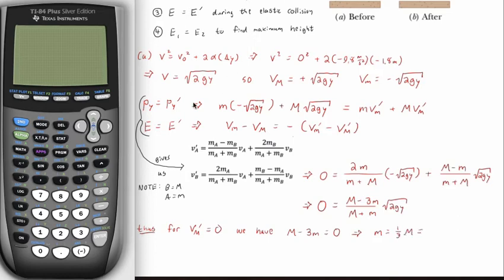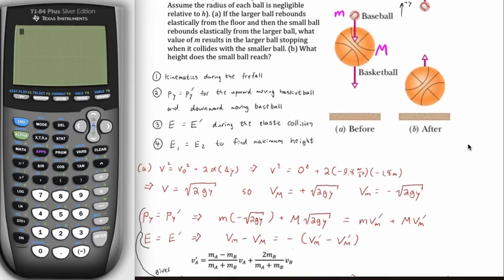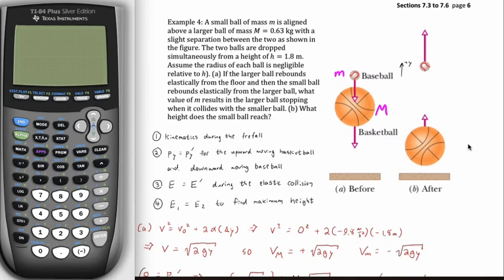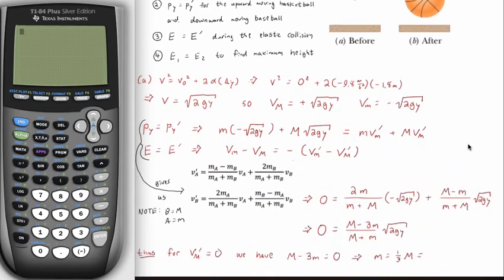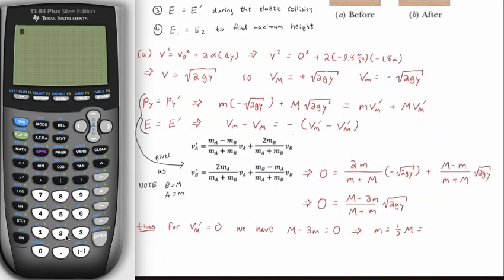So let's go ahead and actually do a calculation here. We were told that it was 0.63, so we're just going to take 0.63 and divide it by 3. So 0.63 divided by 3, that's 0.21 for the mass of our baseball. 0.21 kilograms. And that is the answer to part A.